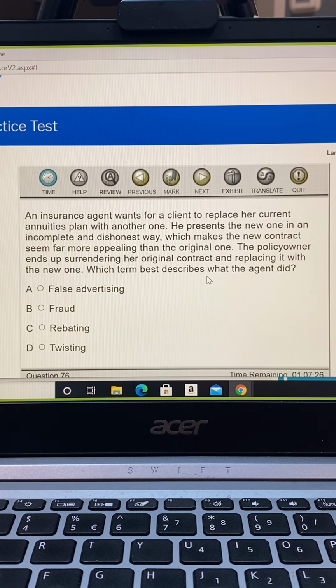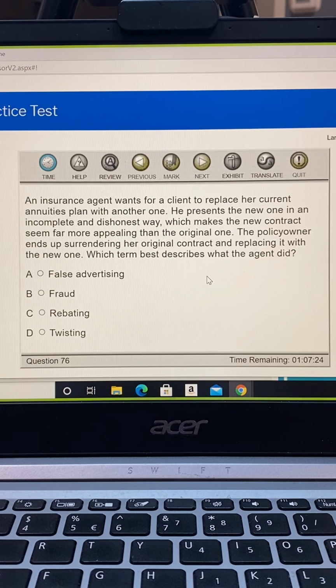An insurance agent wants a client to replace her current annuities plan with another one. He represents the new one in an incomplete and dishonest way, which makes the new contract seem far more appealing than the original one. The policy owner ends up surrendering her original contract, replacing it with the new one. Which term best describes what the agent did? Was that false advertising? It's called twisting. Whenever a person is lying to replace, it's twisting.